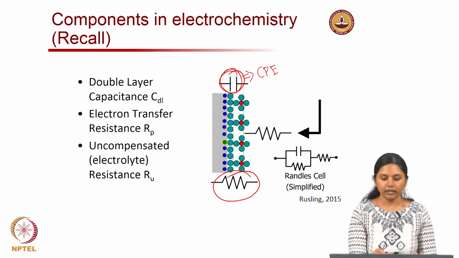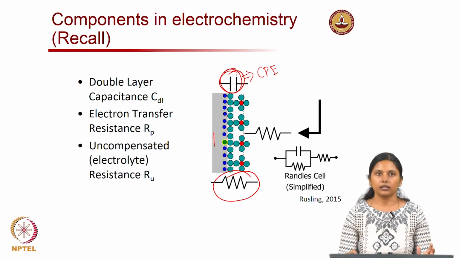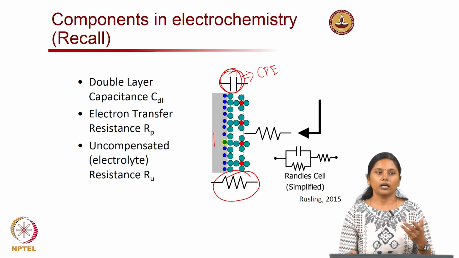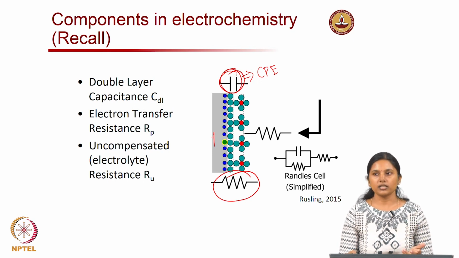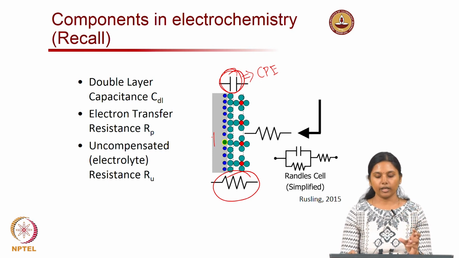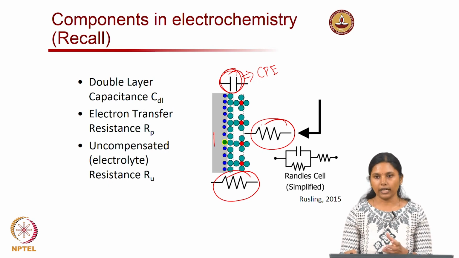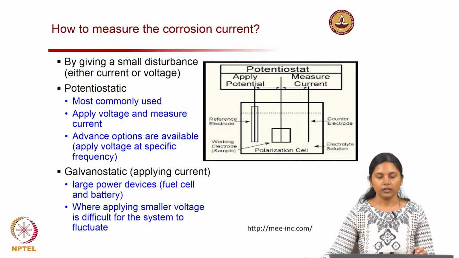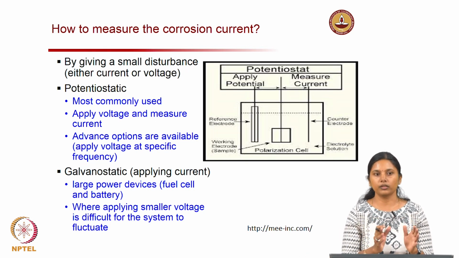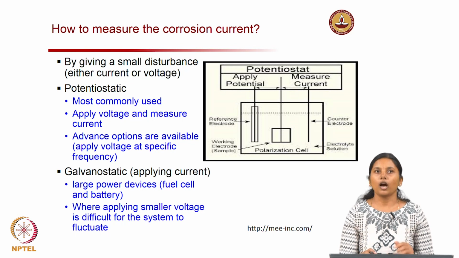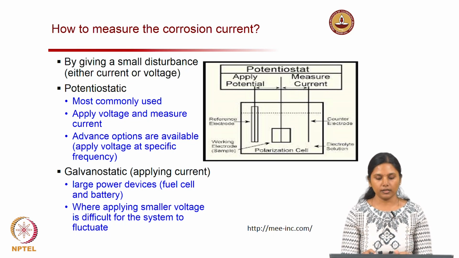Second, in this part you have electron transfer resistance. There are 2 terms which are used interchangeably, that is charge transfer resistance and polarization resistance, but they have a subtle difference in their meaning. For now we will represent it as Rp alone, and then we have this resistance, that is the normal electrolyte solution resistance. So, now we know that we have a system with different components, but how to measure the current that is happening in this system?